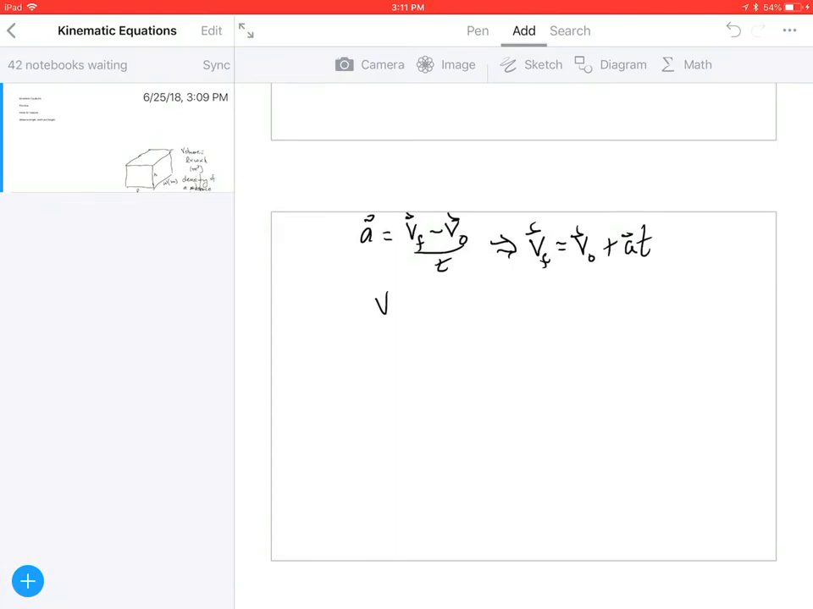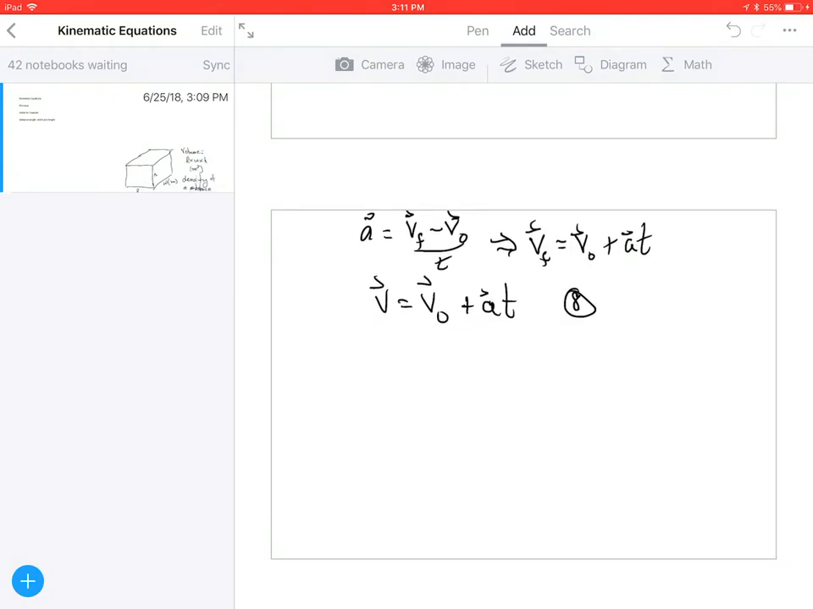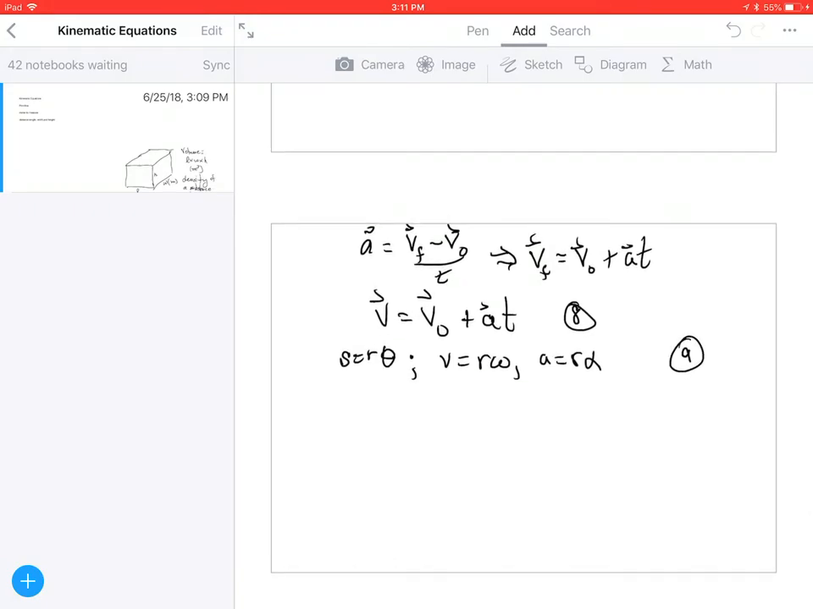And of course, you know that we can write this as v is equal to v initial, where v is the final velocity, plus a times t. So let's just call this equation number 8. Now there's another way that we could do the same thing, but even before we do that, there's a relationship between tangential velocity and angular velocity. We've already visited this, and this is r theta for s, and then for v, we're going to have r omega, and for a, we're going to have r alpha. So let's just refer to this as equation 9.